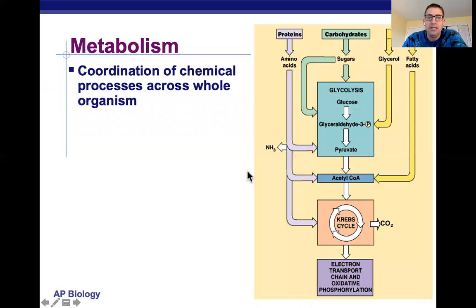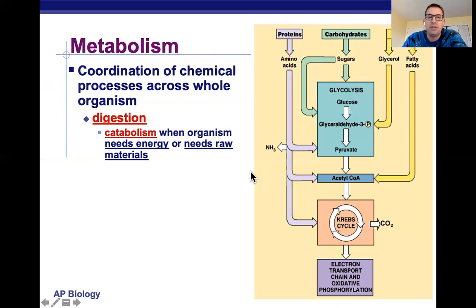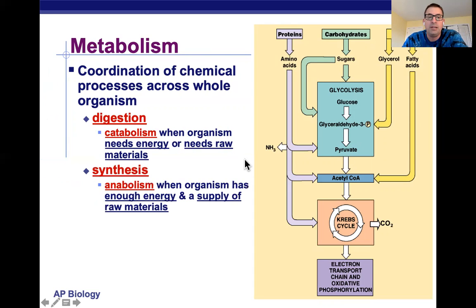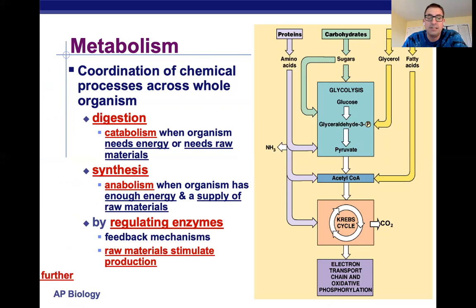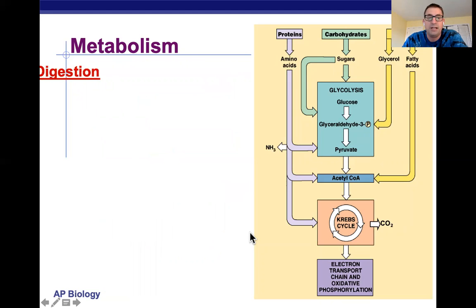So our metabolism is the sum total of all of our digestion reactions, the catabolism that takes place in our bodies to provide us with energy and the raw materials for synthesis. And so metabolism is the sum total of all the digestion and synthesis reactions that occur within our bodies, okay? And it's controlled by regulating enzymes through feedback mechanisms where when we've got a lot of the raw material, that stimulates synthesis, and when we're running out of energy, that stimulates digestion, right? And then once we have enough of our synthesis products, those products inhibit further production of themselves, okay?